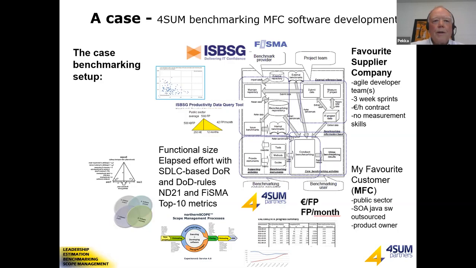Then this is kind of case benchmarking setup. So I have put here my favorite customer, MFC, which is working on the public sector. They are running development programs where service-oriented architecture-based Java applications are developed. And this work is outsourced to supplier company.